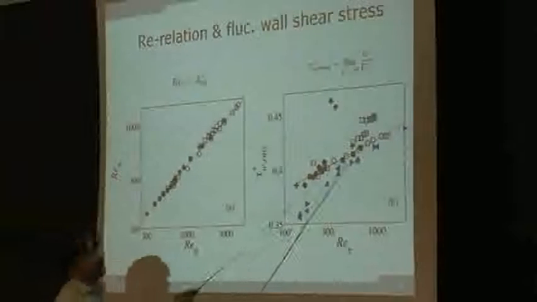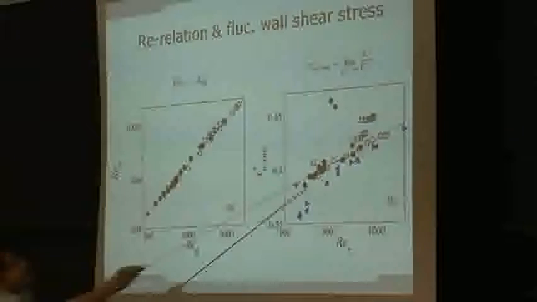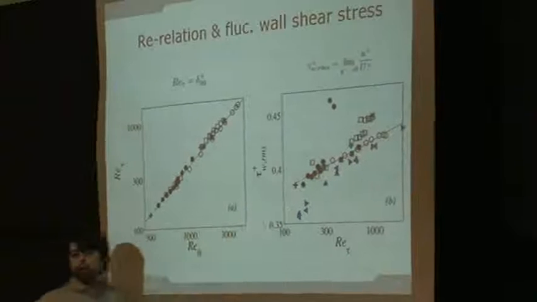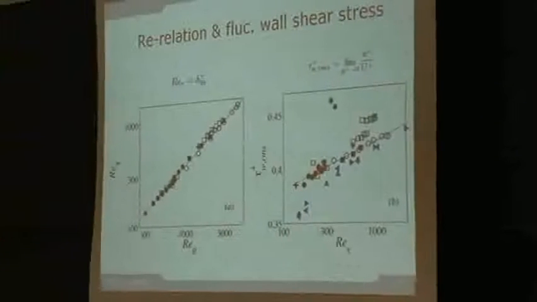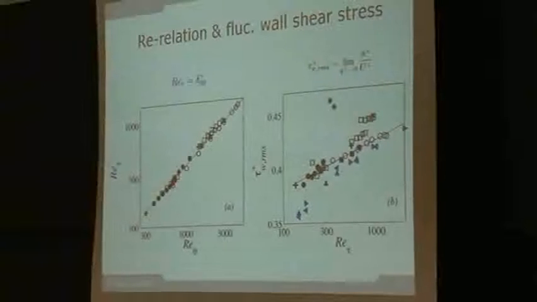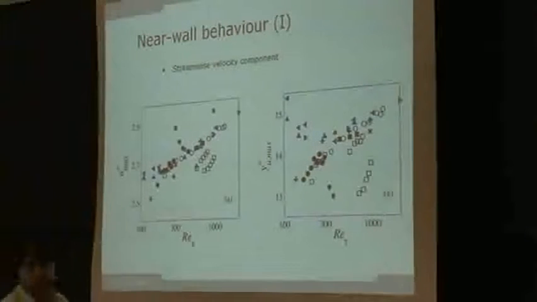Yes, the blue ones are the channel flow data. They're slightly lower than this. But still the channel trend is also reasonably consistent with that. What's the slope of the red line, just out of curiosity? I have to look it up.